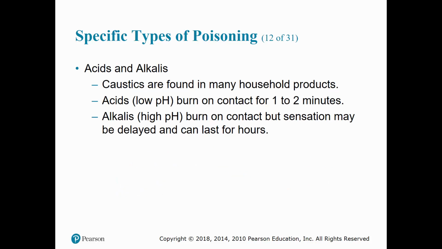Acids and alkalis. Strong acids have an extremely low pH level. They're commonly found in liquid plumbing drain openers and other bathroom cleaners. Alkalis, on the other hand, have an extremely high pH level. They are in the form of either a liquid or a solid, and are also commonly found around the house in plumbing drain openers.